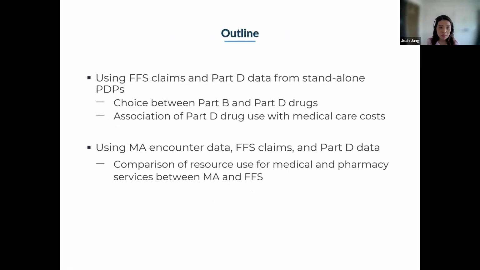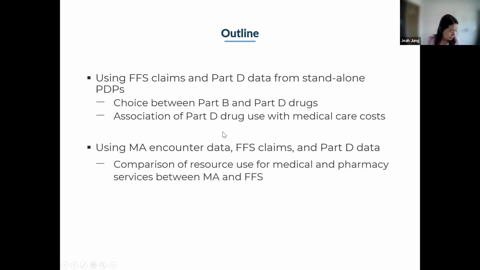For this segment, I have two parts. In the first part, I'm going to limit the analysis to only the fee-for-service sector. For this one, you're going to use only fee-for-service claims, Part A and B data, and then Part D data. Because this is fee-for-service claims only, we're going to take Part D data from only standalone PDPs, and then here we will examine choice between Part B and D drugs, and also we will examine the association between Part D drug use and medical care cost.